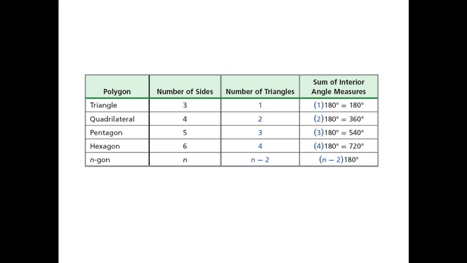This lesson is on angle measures and polygons. We start by looking at a few different polygons, the triangle, the quadrilateral, the pentagon, and the hexagon, and seeing the number of sides and the number of triangles that you could create in each of those figures.